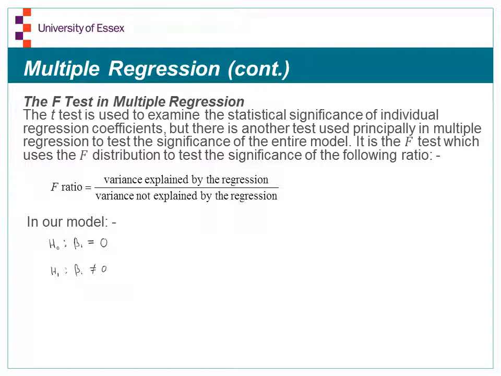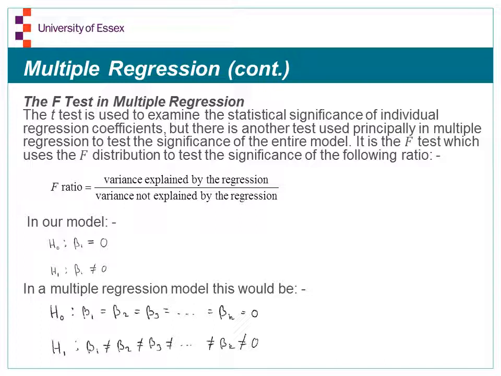In our simple model, we've got beta 1 equals 0 for our null hypothesis, and beta 1 not equal to 0 for our alternative hypothesis. This is the way things would be if we were doing the t-test that we did last week. So what are we going to be testing now? For a multiple regression model, we're going to be saying beta 1 equals beta 2 equals beta 3 equals, all the way up to beta k, equals 0, or not all of the betas are equal to 0.